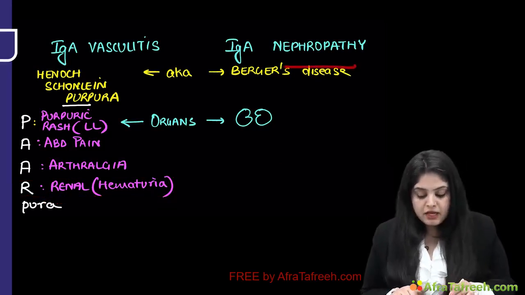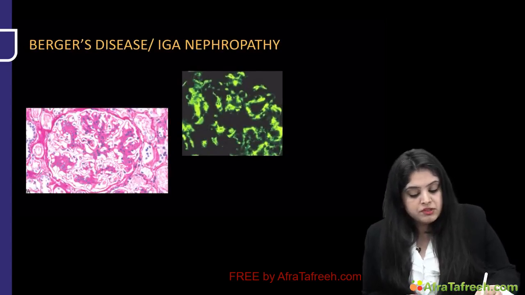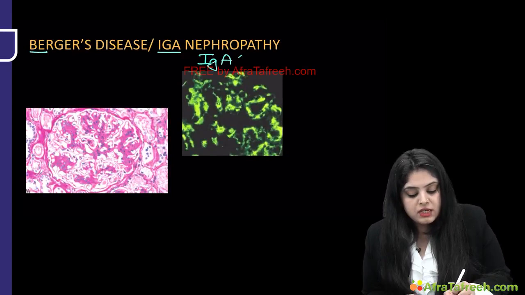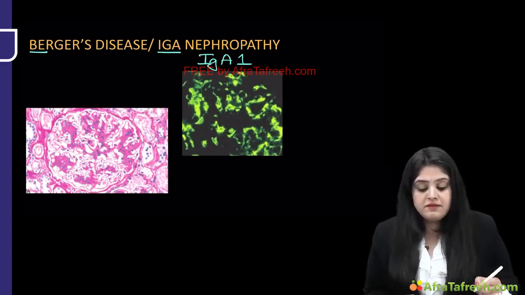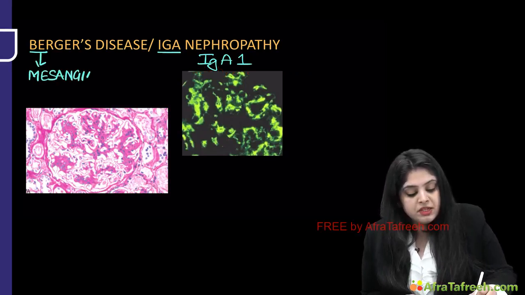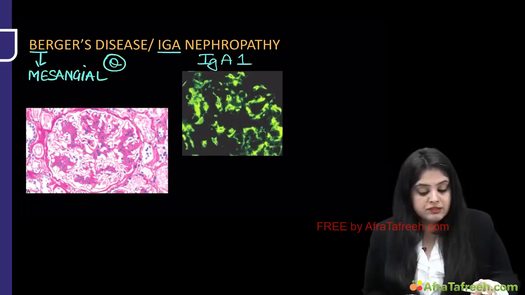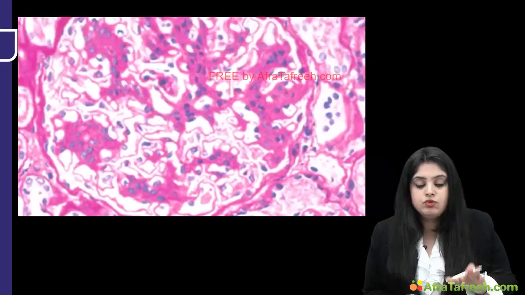Yes. Coming back, how is this going to look under the microscope? Like I told you, Berger's disease was deposition of what? It was deposition of IgA1. It was deposition of IgA1 in which part of the kidney? In between. In between basically means in the mesangium. So this is going to be a very, very important term. Have a look at this. The usual pink and blue.